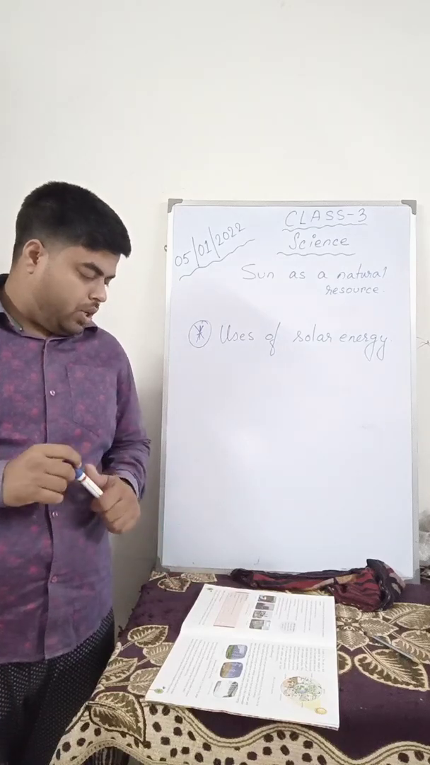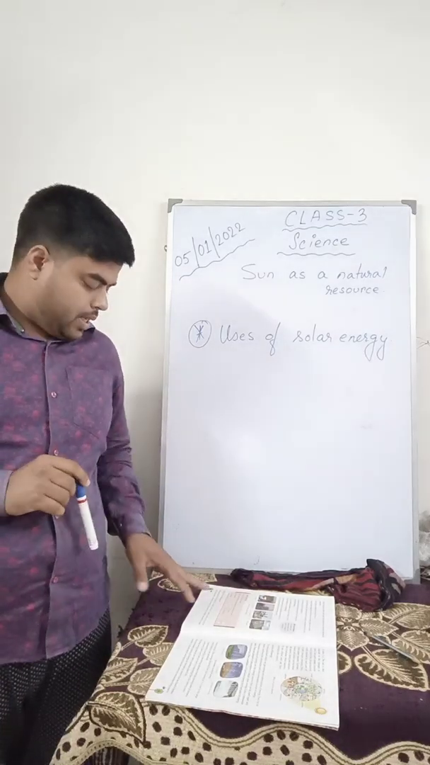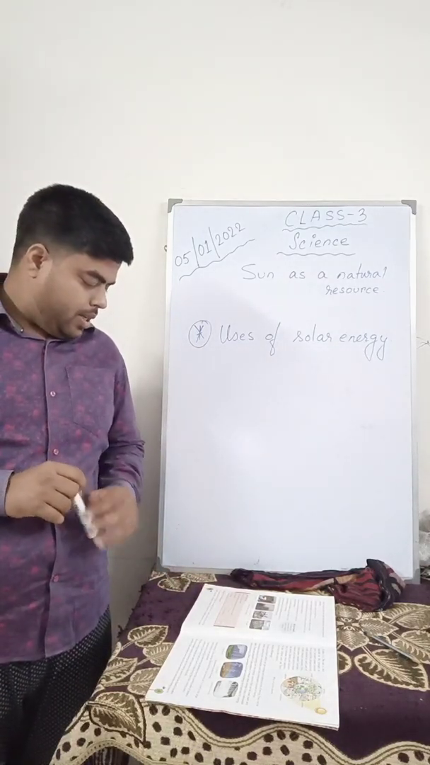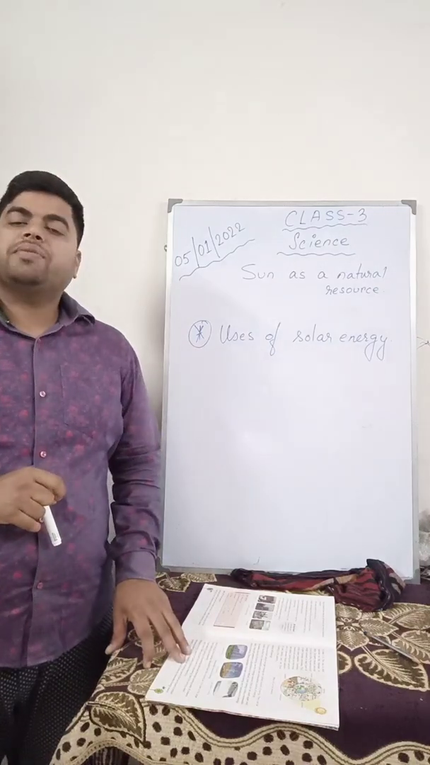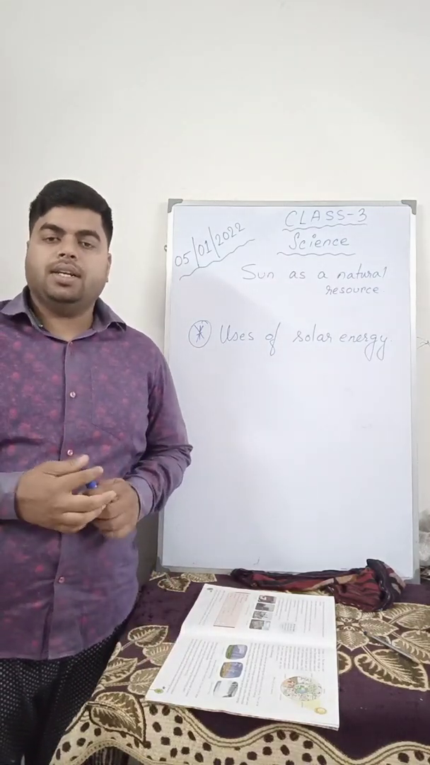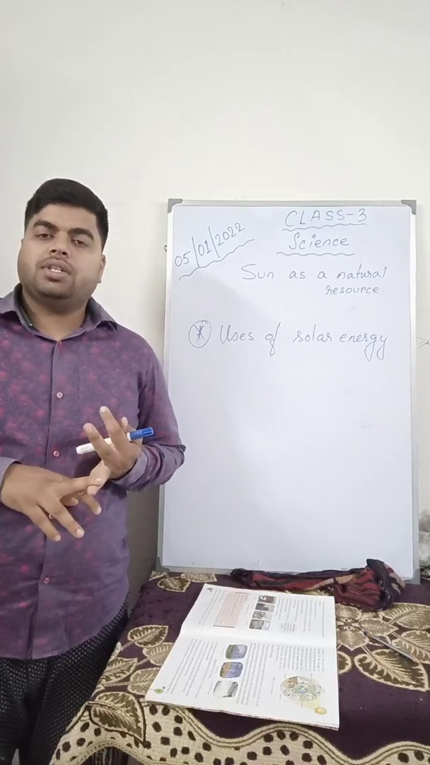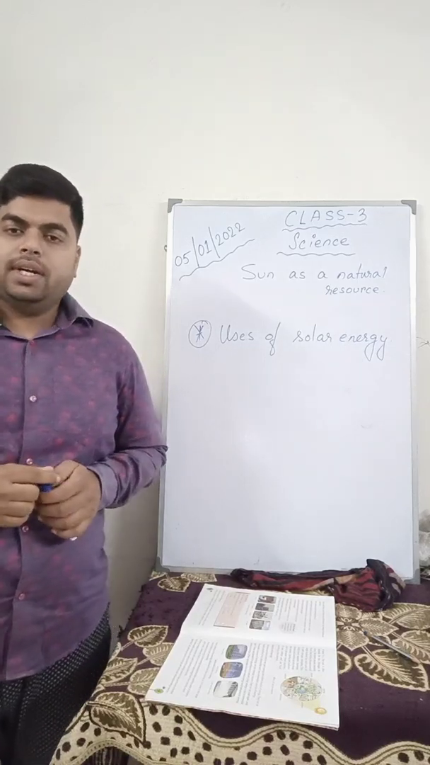So children, for today we will keep it till here. In the next class we will explain the effects of the sun on different seasons. We have winter season, summer season. What are the effects of the sun in causing the seasons?